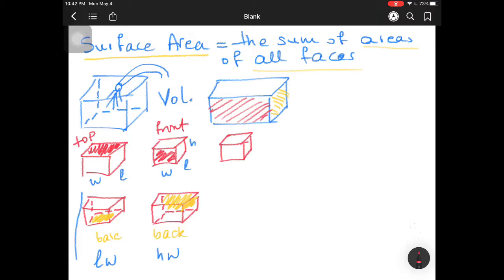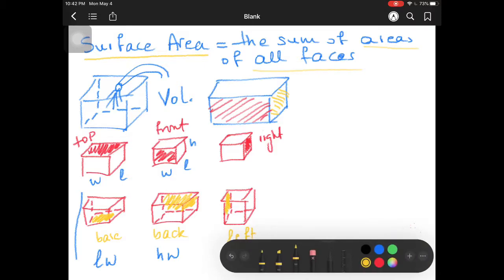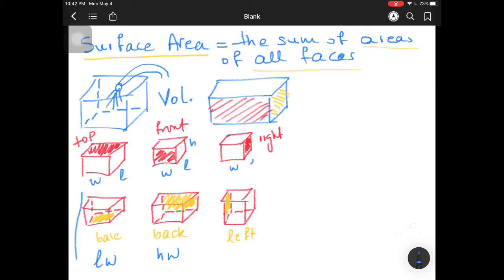We have the right face and we have the left face, again assuming that this is W, this is L, and this is H. So the right or the left, each of them would be L multiplied by H. Now remember, we have 2 of each, 2LW plus 2HW plus 2LH.